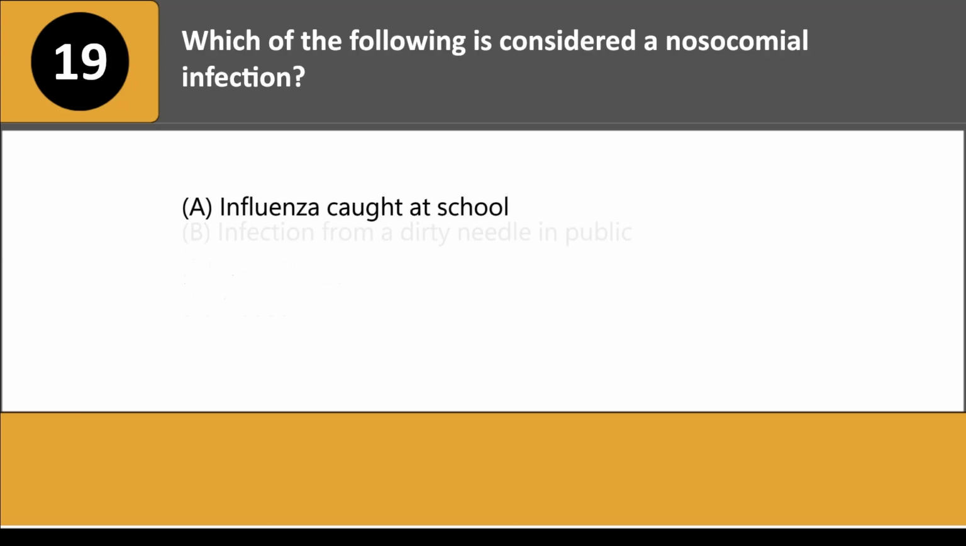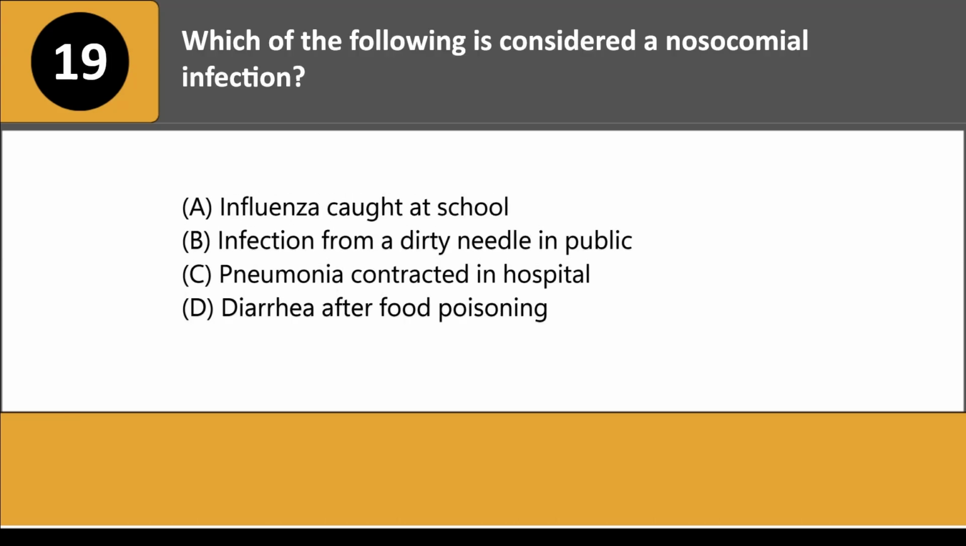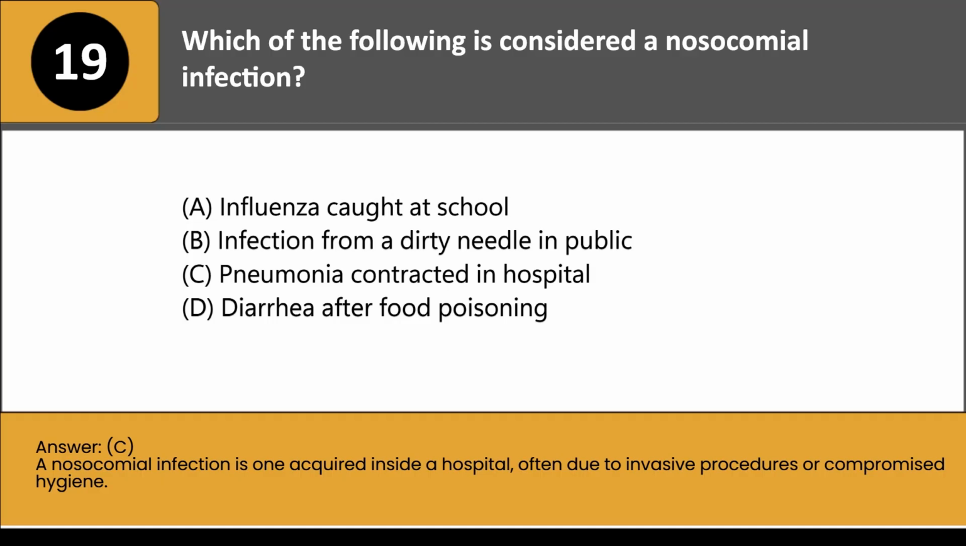Which of the following is considered a nosocomial infection? A. Influenza caught at school. B. Infection from a dirty needle in public. C. Pneumonia contracted in hospital. D. Diarrhea after food poisoning. Answer C. A nosocomial infection is one acquired inside a hospital, often due to invasive procedures or compromised hygiene.